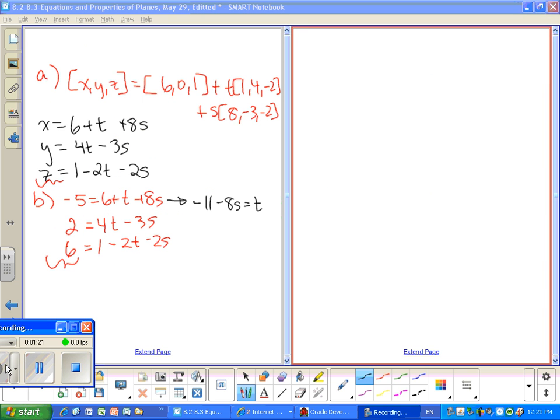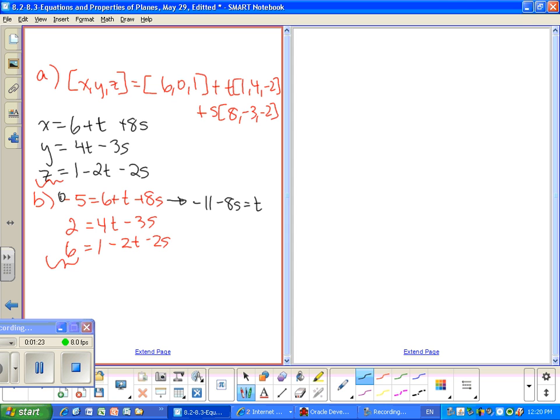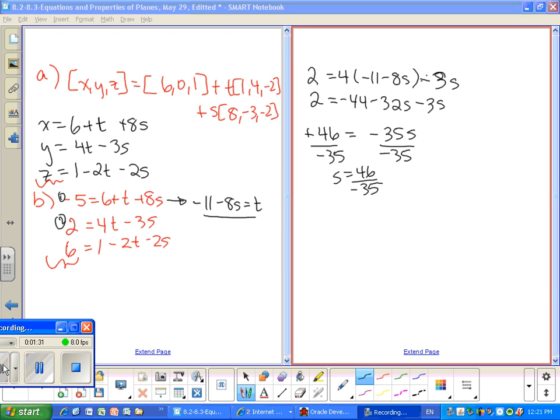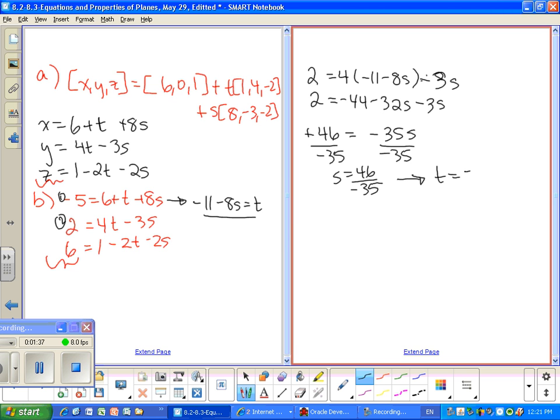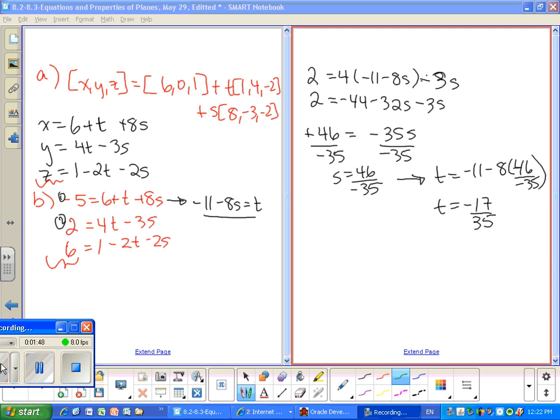So we're just going to take our first two, I'll call it 1 and 2, and I'm going to substitute this first one into the second one to be able to solve for s and t. So now that we have that s, what do we do with the s? Good, we can sub it back into the first one. So our t equals negative 11 minus 8 times 46 over negative 35, and our t ends up being negative 17 over 35.